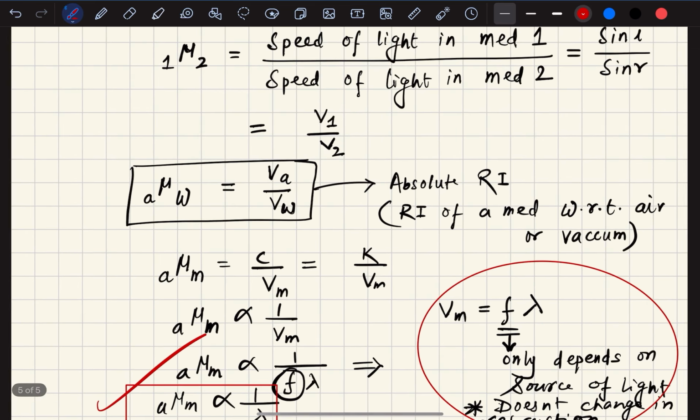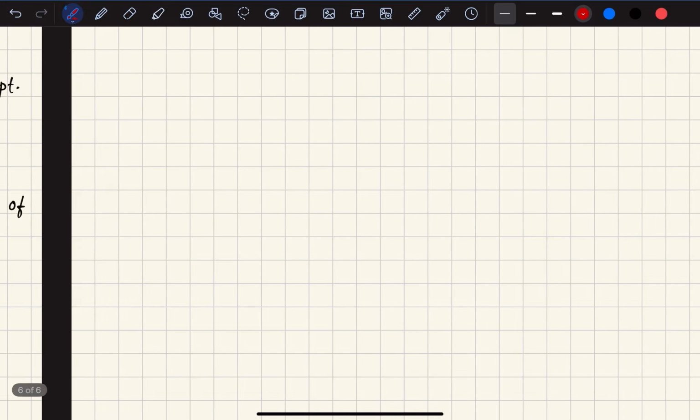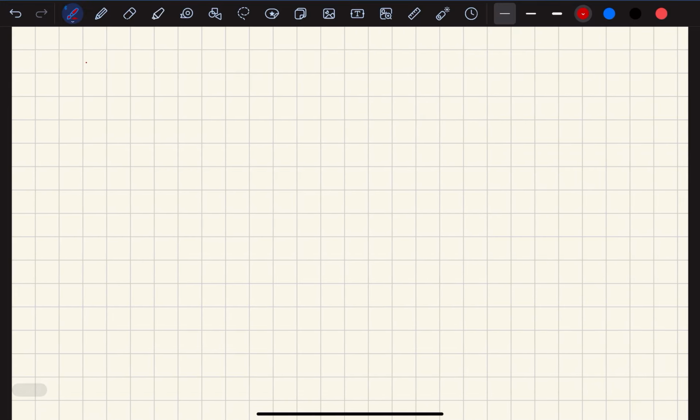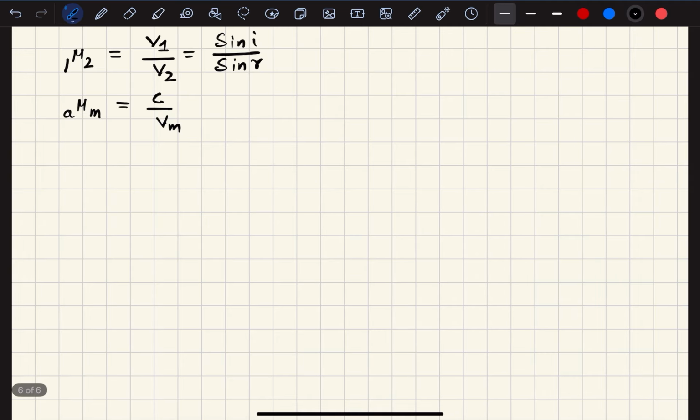Now, just now we have learned what all we have learned. Let's tabulate. We have learned medium 1 to medium 2 refractive index is velocity in medium 1 divided by velocity in medium 2. It is also equal to sine of angle of incidence by sine of angle of refraction. Next, what have we learned? If we compare it with air, then it is C by velocity of light in that medium. We have learned that aμm is inversely proportional to lambda of that light in that medium.